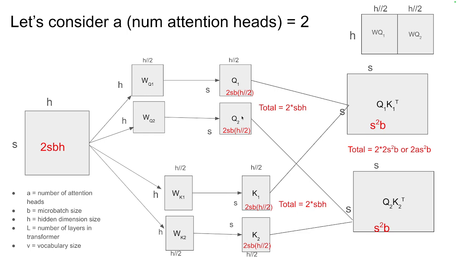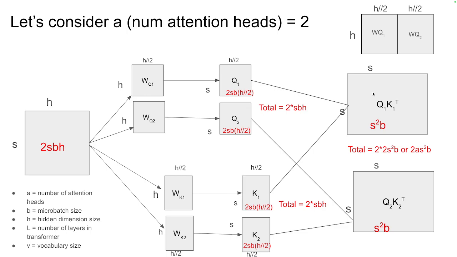So queries and keys output the same number of activations, just that they have different heads, and all the heads pay attention to each other separately. So here Q1 and K1 belong to the first head, so they would pay attention to each other, which would be Q1 comma K1 transpose, which will produce an S cross S matrix.